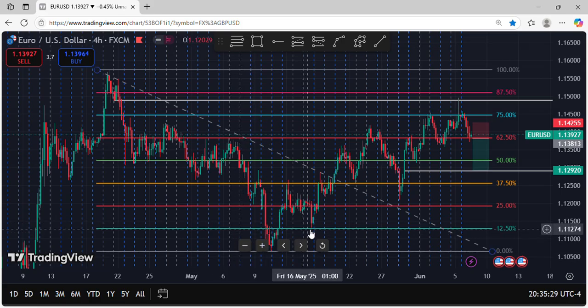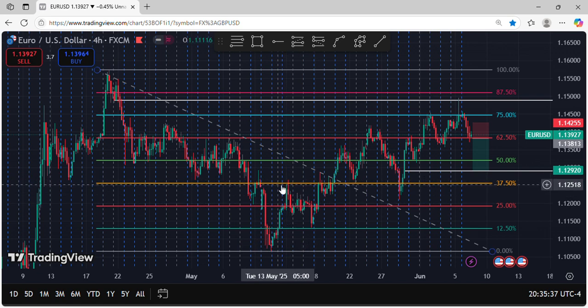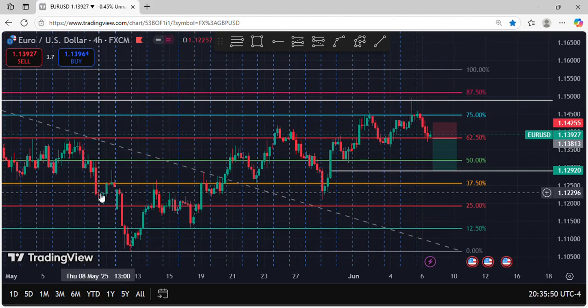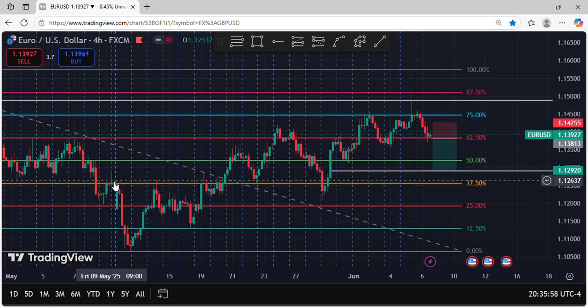Now this is the 12.5. We moved up into the 37.5, right? And at the 37.5, what do we see? We see this inverse fair value gap to the left. We see this volume imbalance right here. I hope you can see here this inverse fair value gap, this volume imbalance, this bearish order block.